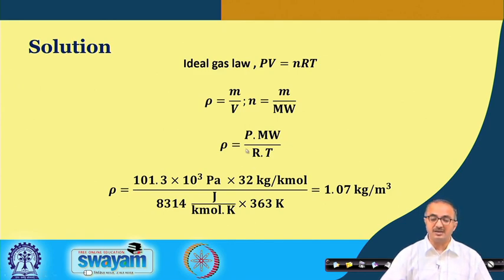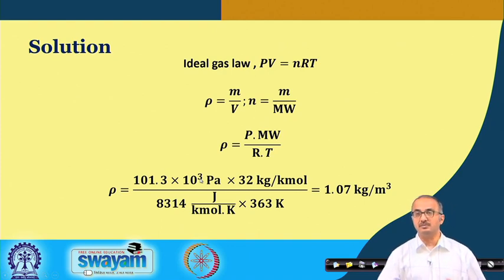Here we see that pressure is given in kilopascal, so we are multiplying by 1000 to convert kilopascal to Pascal. And then we have the molecular weight of oxygen as 32 kg per kilomole. Sometimes we also may use 32 gram per gram mole. Here we are reporting everything in SI units.